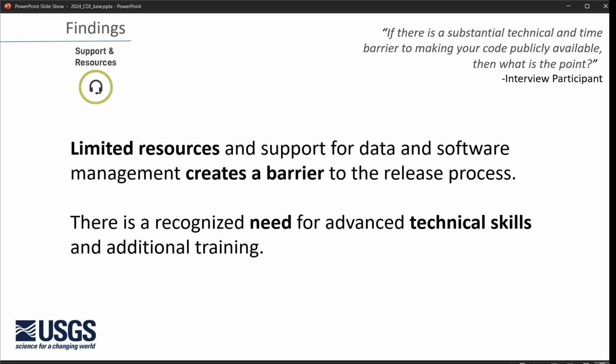So findings in terms of support and resources, by and large, the resources available to support data and software management, when they're limited, can feel like they create barriers to the release process, and that was a fairly broadly held opinion that additional resources would help lower the barrier to getting software and data out the door. And having more people with advanced technical skills and that additional training required would be a big benefit.